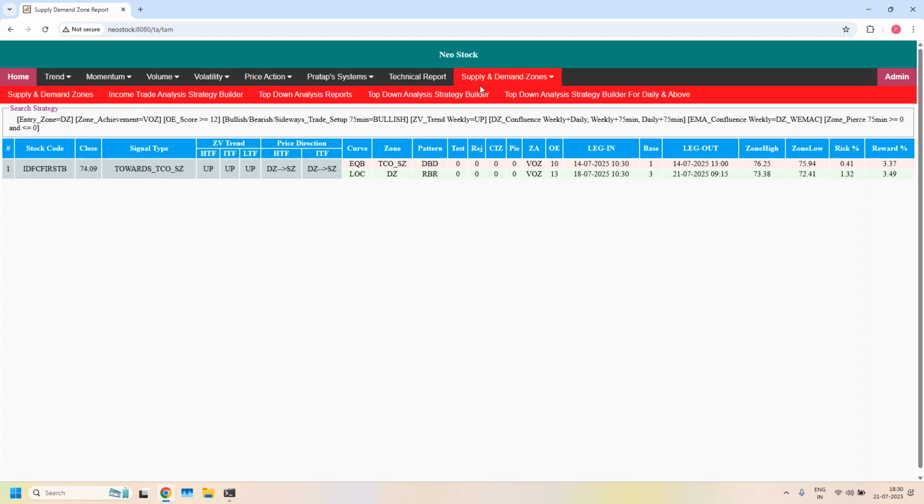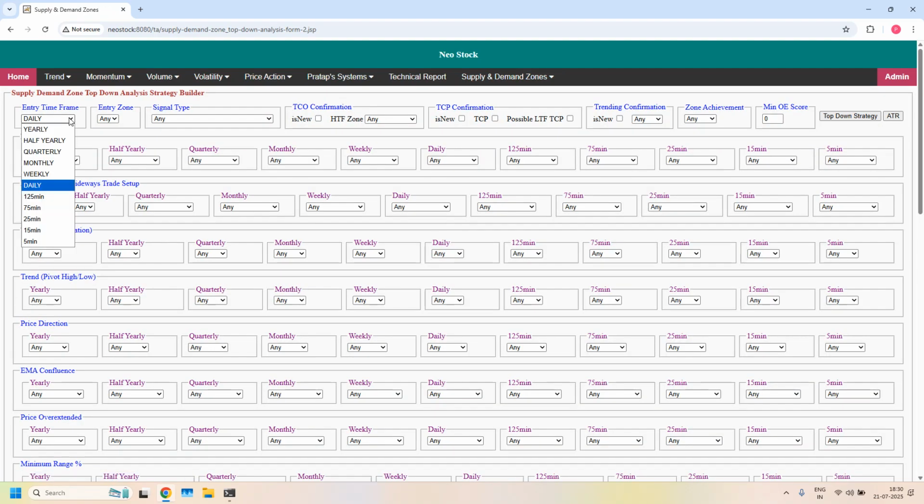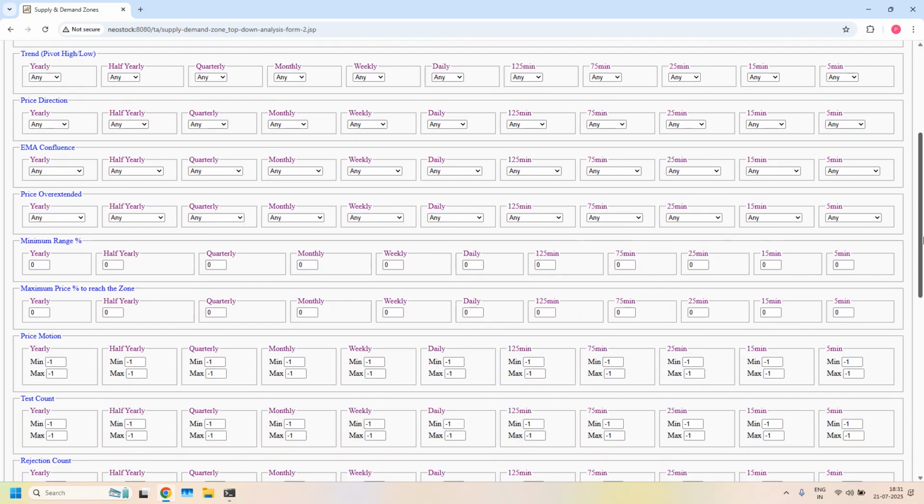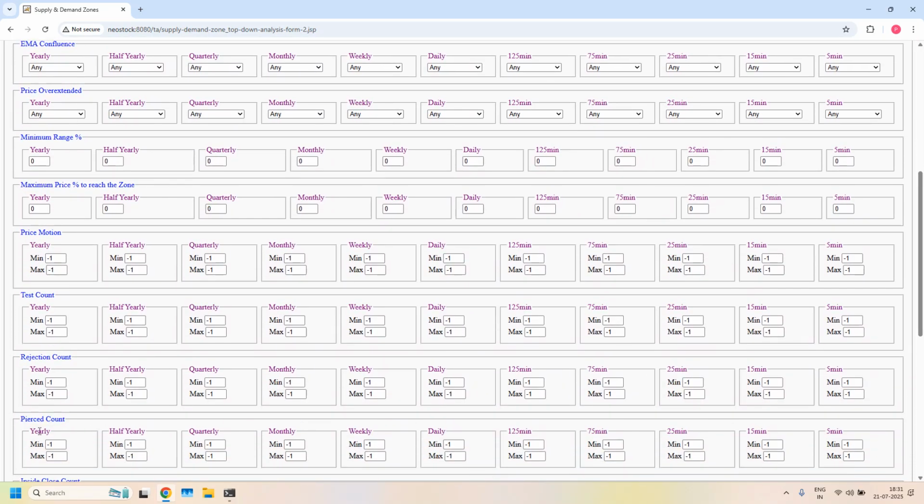Next, bearish trade setup for weekly income trade. Entry time frame 75 minutes, entry zone, supply zone. Here bullish or bearish at 75 minutes, I am selecting bearish. Zone achievement violated, opposing zone. Minimum odd and enhancer score 12. And also 75 minutes supply zone should not be pierced. So in the pierced count, at 75 minutes time frame, I am setting minimum value 0, maximum value 0. That means 75 minutes supply zone should not be pierced.